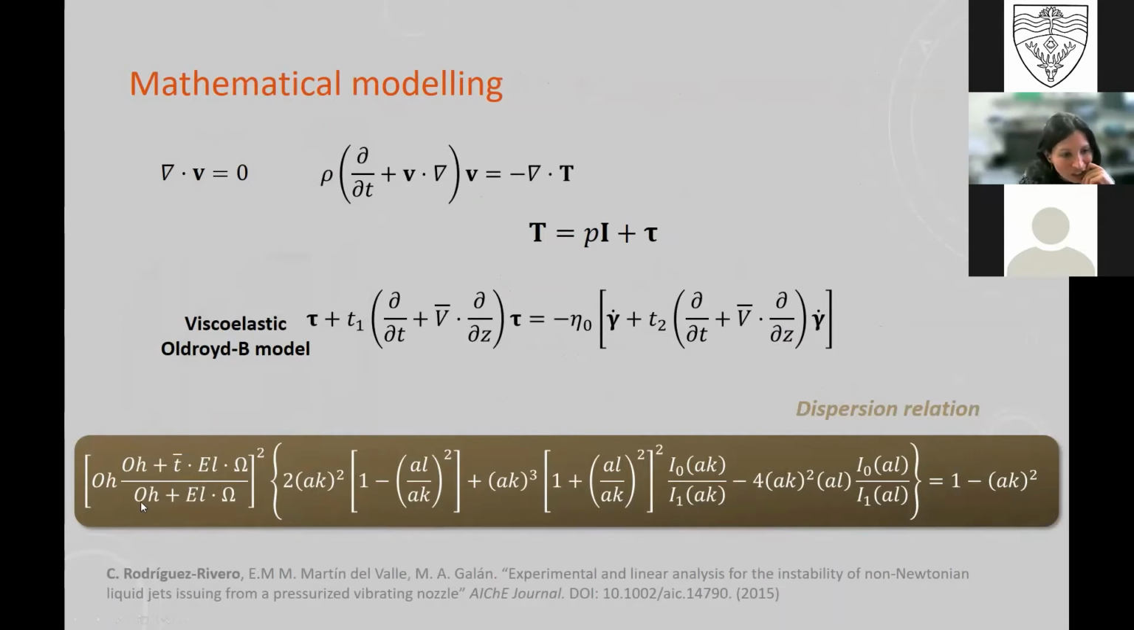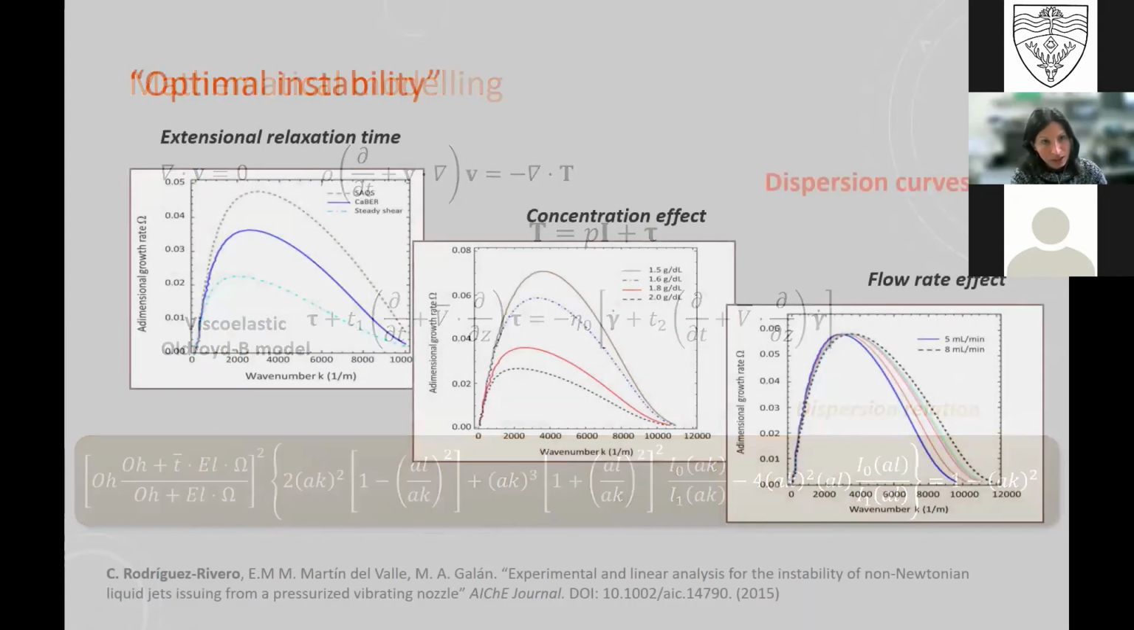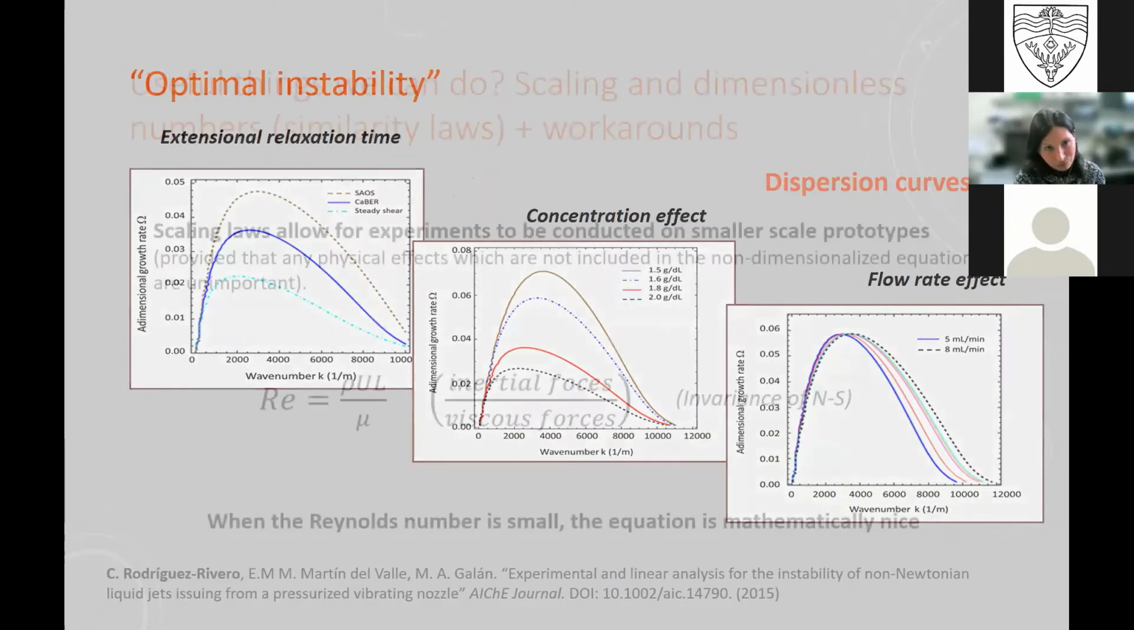And you can see here, this OH or this EL, these are dimensionless numbers. I'll mention in a bit what those are. That relation just allowed me to tune parameters and get curves which would tell me which frequency I should apply to have the best instability.